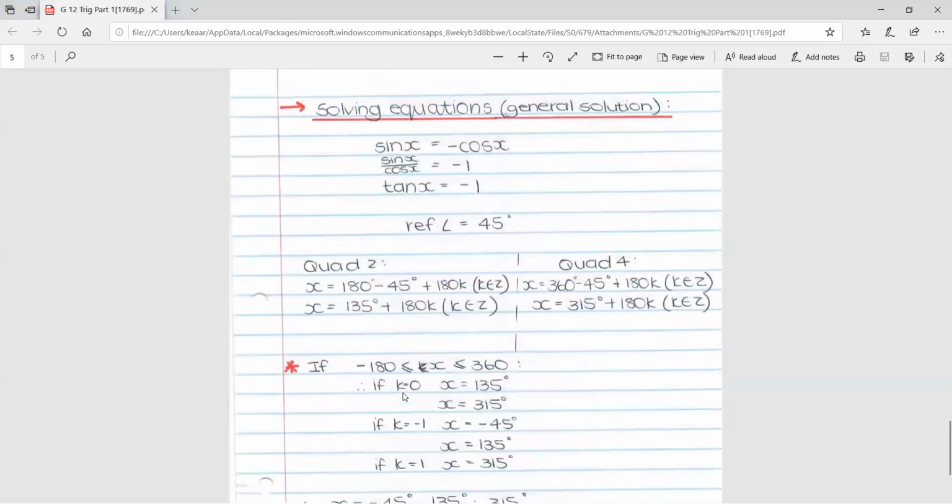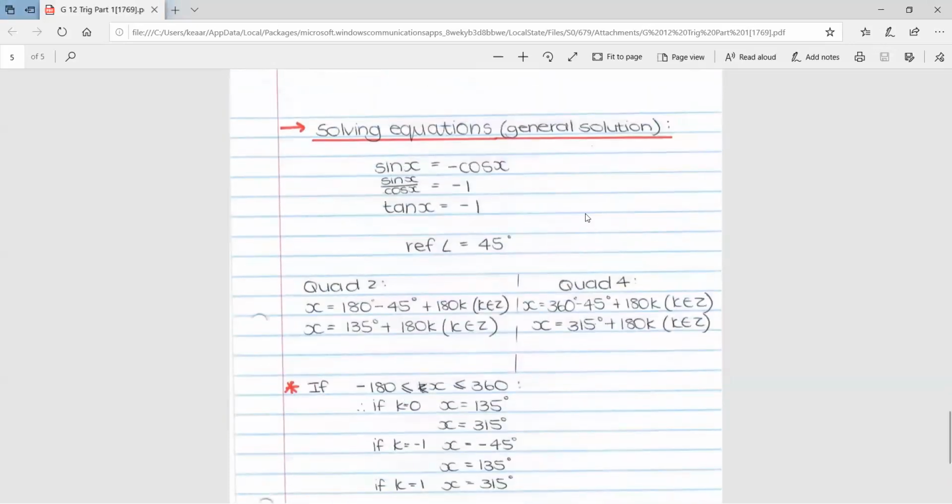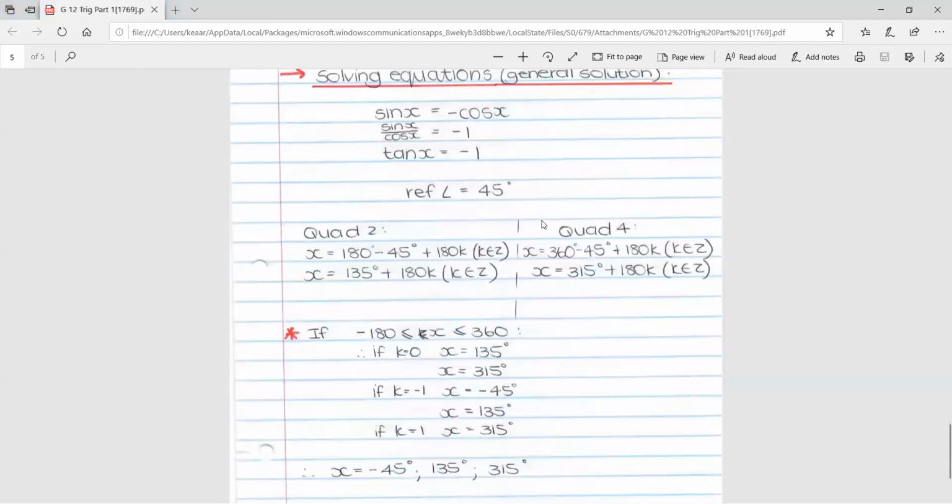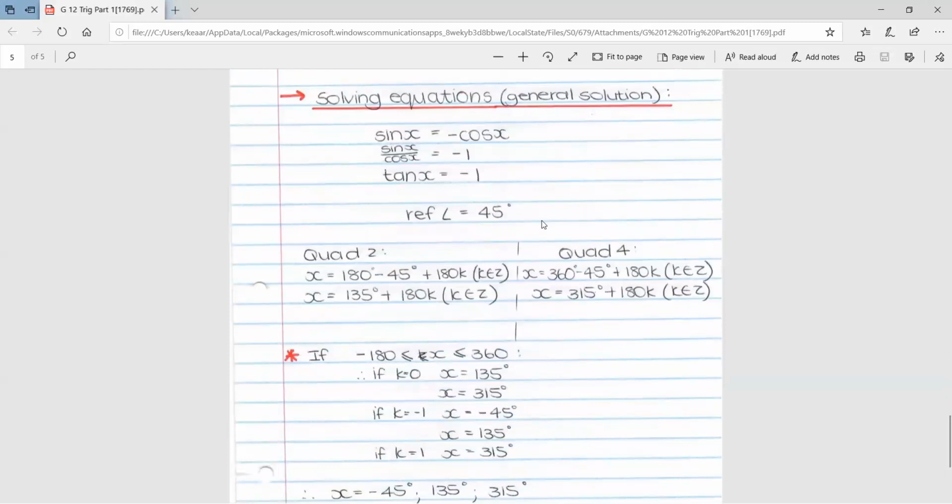Then our last section. This is one method of working out general solutions when solving equations. There is another method. Another tutor will post a video on the second method. This is generally what the CAPS syllabus uses. However, some CAPS schools do use the other method as well. But here is an example of how to solve an equation using general solutions using the reference angle formula.